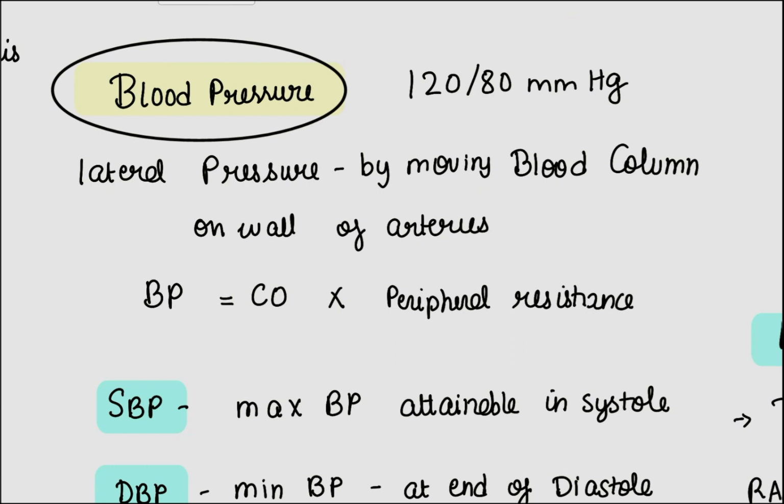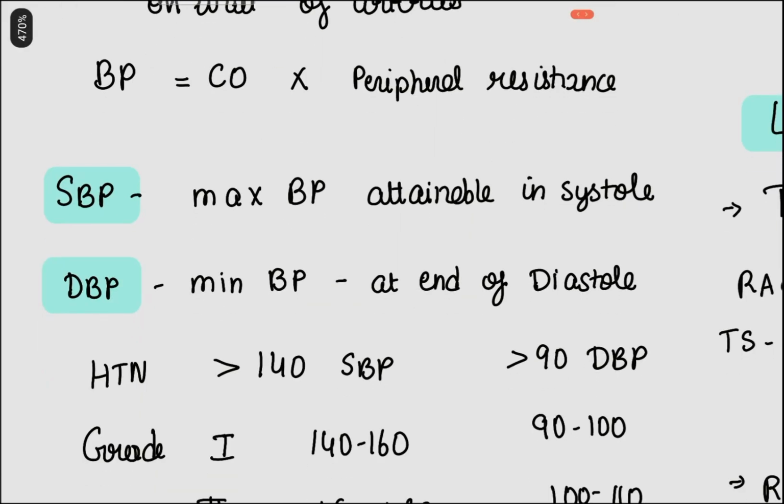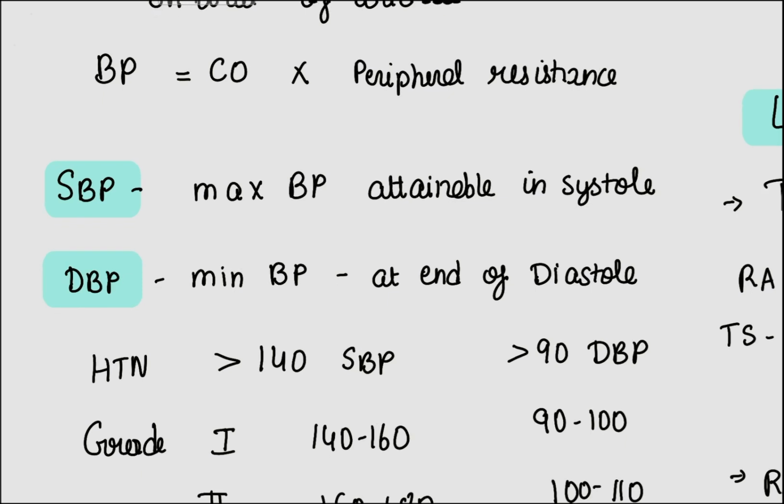Since first year you have learned that the normal value of the blood pressure, the average value, is 120 SBP, 80 DBP. The definition: lateral pressure by the moving blood column exerted on the wall of arteries. So blood pressure formula is cardiac output into peripheral resistance. If the peripheral resistance increases, the blood pressure increases. If the cardiac output increases, the blood pressure increases.